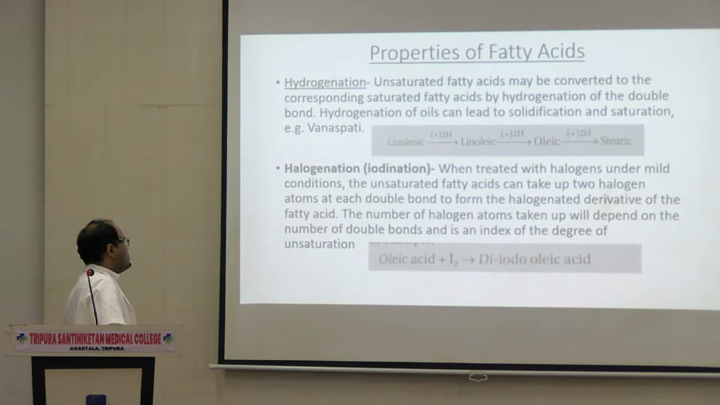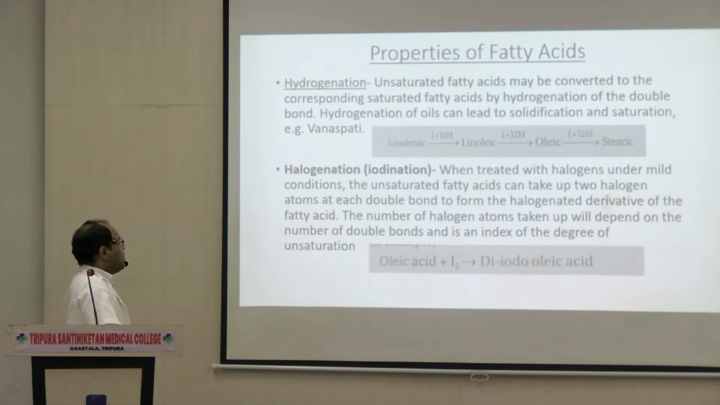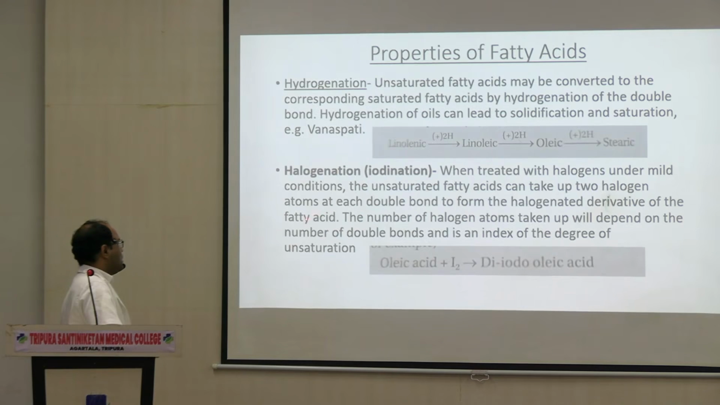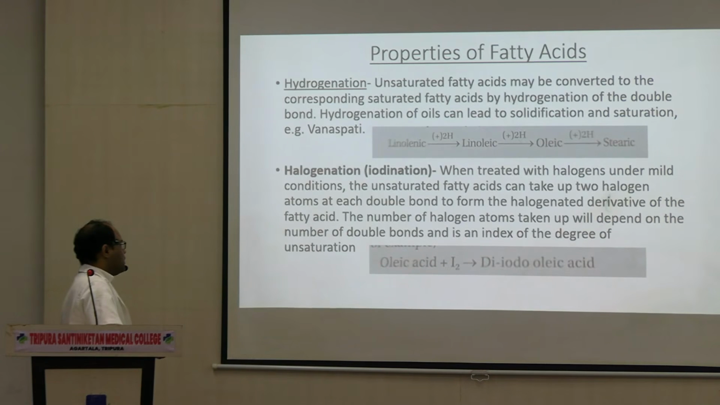Halogenation, also called iodination. When treated with halogens under mild conditions, the unsaturated fatty acid can take up 2 halogen atoms at each double bond to form halogenated derivatives of the fatty acid. The number of halogen atoms taken up depends on the number of double bonds and is an index of the degree of unsaturation. Like oleic acid, it takes up iodine to form diiodostearic acid.